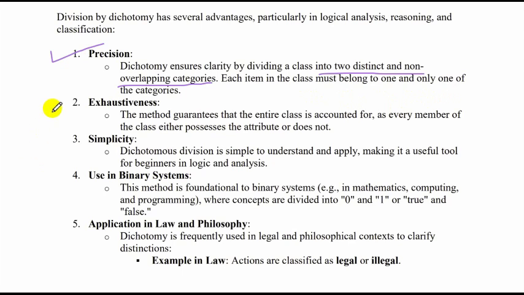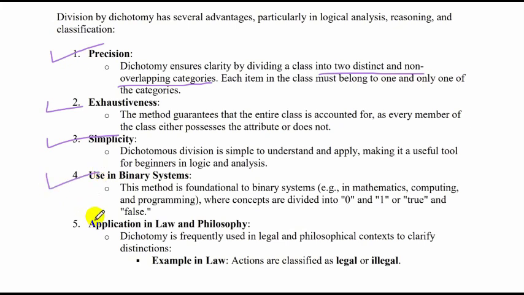So there is more clarity, there is more precision, exhaustiveness. The method guarantees that the entire class is accounted for. It's exhaustive. It covers everything that the broad category had into separate subcategories, as every member of the class either possesses the attribute or does not. Simplicity. Dichotomous division is simple to understand and apply, making it a useful tool for beginners in logic analysis.